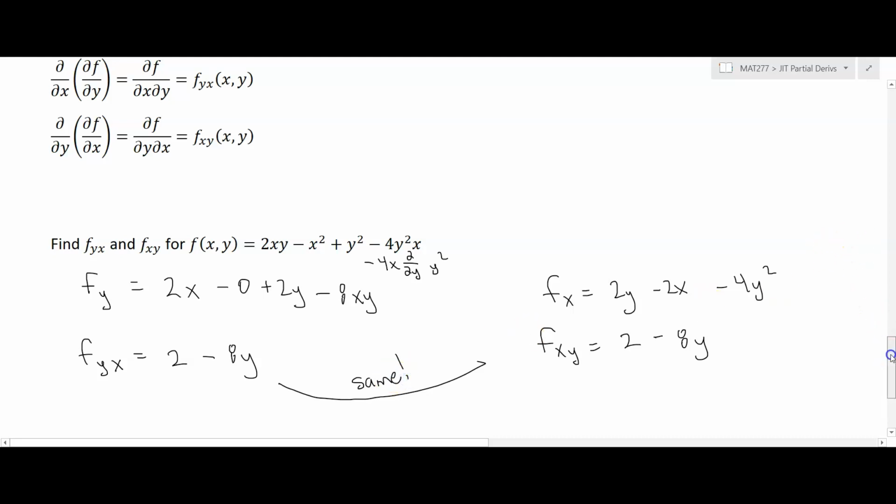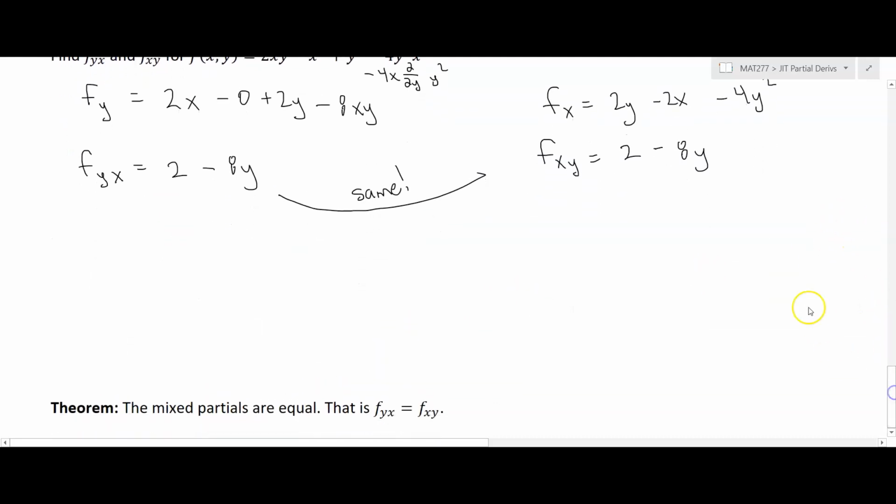So we'll propose a theorem. It's not terribly difficult to prove this theorem, but we'll just leave it like this. The mixed partial derivatives are equal. That is, f sub yx is the same thing as first taking the derivative with respect to x and then y.